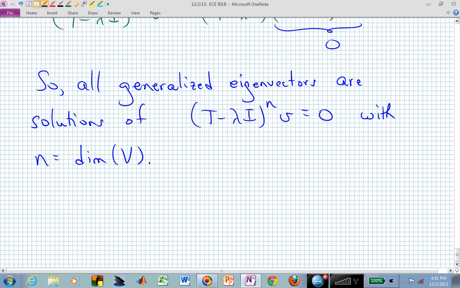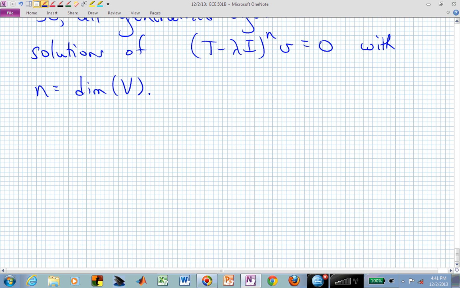So if it was 10, we could look at (T minus lambda I) to the 10th, find its null space. How big is that? Maybe it's still one-dimensional. Maybe it's two-dimensional. Maybe it's 3. It depends on the multiplicity of that eigenvalue and how big that number needs to be.